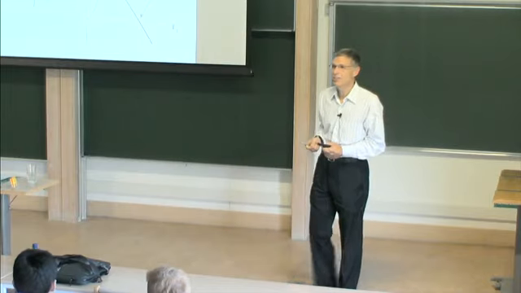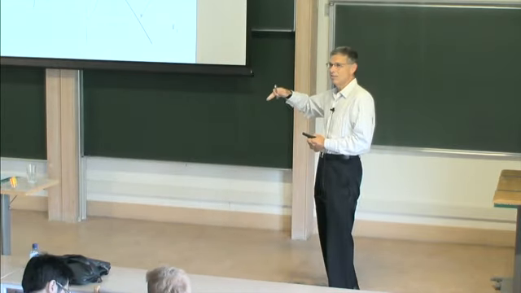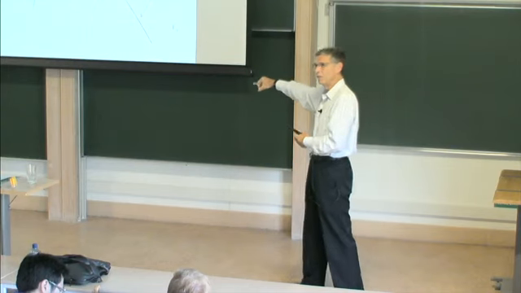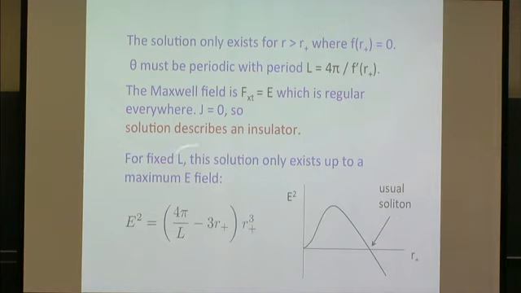But the interesting point is that the solution only exists up to a maximum value of the electric field. You can solve for the electric field in terms of the length of the circle of θ, which after all is just the length of a circle in the dual 2+1 CFT, and this parameter r plus. And you get a formula like this, which shows that E squared grows like r plus cubed and then falls like r plus to the fourth. So there's a maximum value to the electric field. This point here, where the electric field vanishes, is the standard AdS soliton solution.